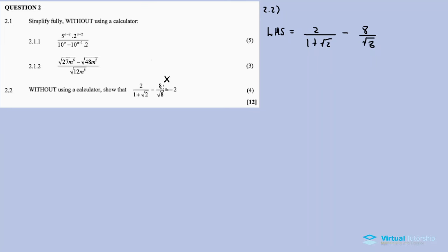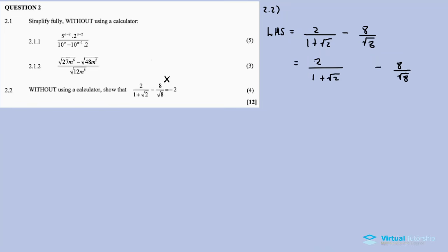We don't want our denominators to have surds. So that's the whole idea with the rationalizing. So here, to prove that the left hand side is equal to the right hand side, I will use rationalizing of a denominator using surds. Okay, look now, the left hand side is equal to that.